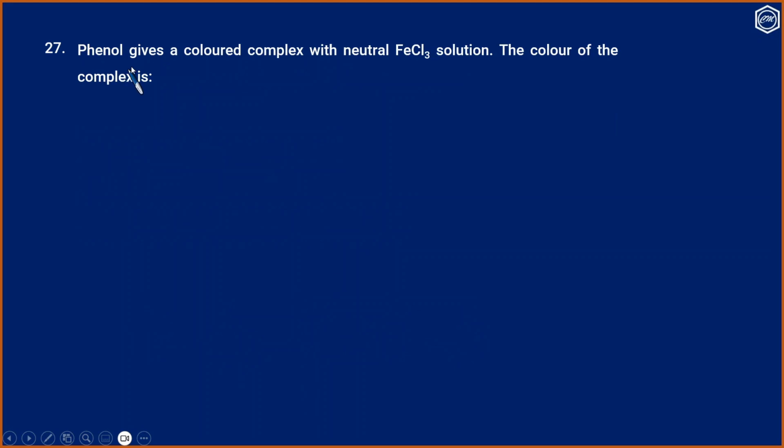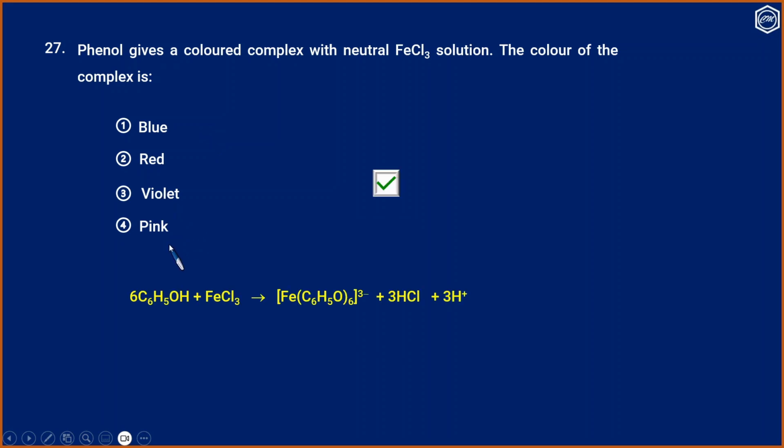Question number 27. Phenol gives a colored complex with neutral ferric chloride. The color of the complex is: 1 blue, 2 red, 3 violet, and 4 pink. We have studied that the color is violet. So that is the correct answer. That is phenol with ferric chloride. We get this compound. The color of this compound is violet.